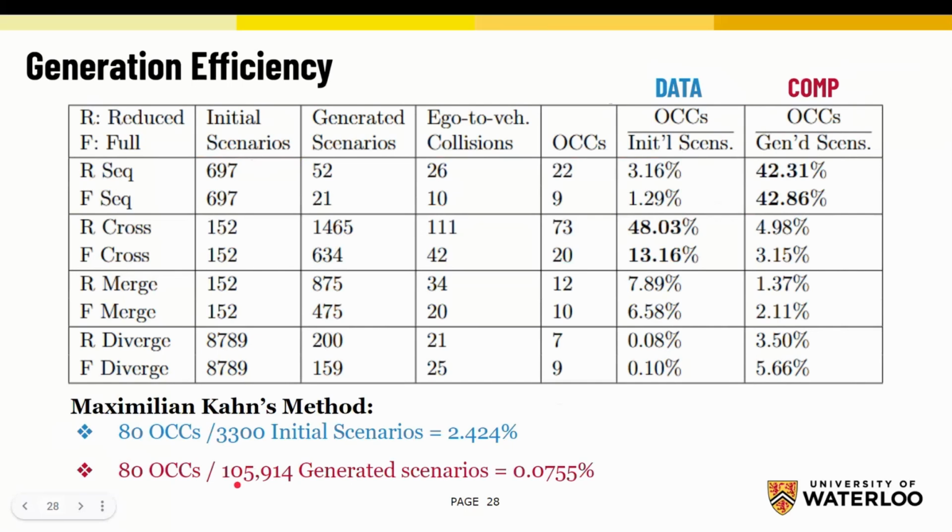Maximilian-Kahn generated 105,000 scenarios and got 80 OCCs out of it, whereas most of our generated scenario numbers are much, much smaller compared to the number of OCCs we get. In total, and this represents about 4 hours worth of computational time, which is not very much, we ended up generating about 110 scenarios. And if we were to spend all that time generating cross scenarios, we'd end up with probably closer to around 300.